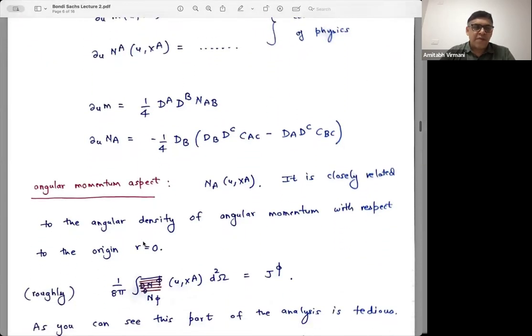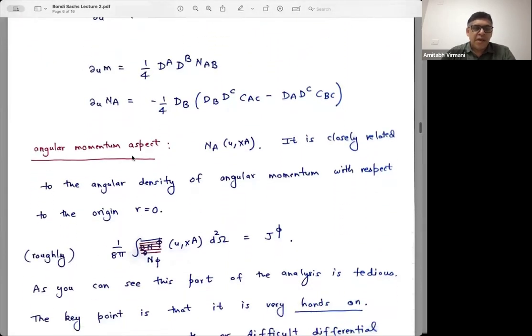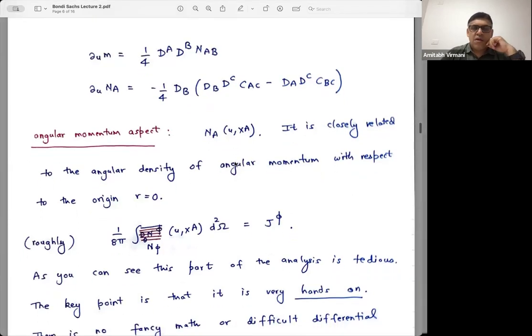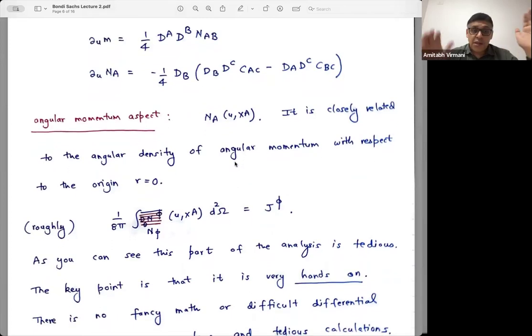Okay, so why the name angular momentum aspect? The name angular momentum aspect is because it is closely related to the angular density of the angular momentum with respect to the origin defined by the Bondi coordinates. So Bondi coordinates naturally define some origin r equal to 0. With respect to that origin, the spacetime carries angular momentum, and the integral of N will tell you what the angular momentum is.